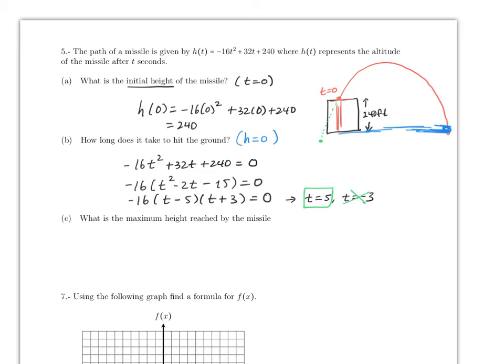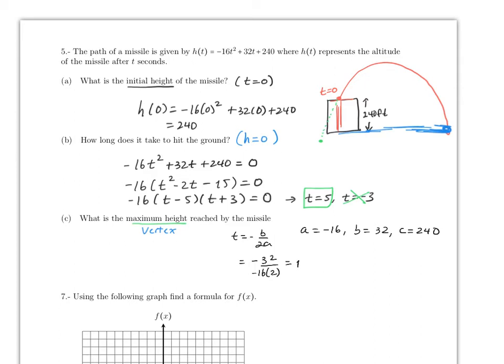What is the maximum height reached by the missile? Now the maximum height is the vertex. So all you need to do is find the vertex. Remember, there are two ways to find the vertex, depending on how the equation is given. If the equation is given like this, the best way to find the vertex is to use the formula t equals minus b over 2a, where a is minus 16, b is 32, and c equals 240. And then once you find t, just plug it into the function to find the value. So in our case, this will be minus 32 divided by minus 16 times 2, or 2a, which equals 1.